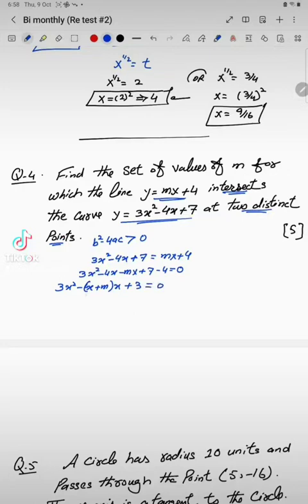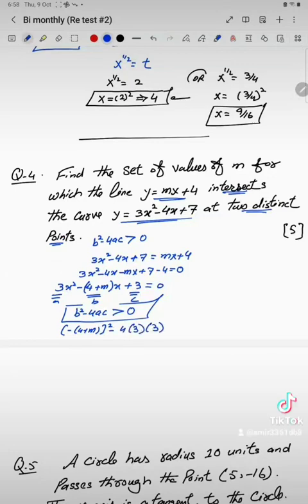Now here this is a, this is b with the minus, and this is c. So apply b^2 - 4ac greater than 0 for two distinct points. We will use this method. b is minus (4 + m), whole squared, minus 4 times a times c. The minus squared becomes plus, so (4 + m)^2 - 36 is greater than 0, since 4 times 3 times 3 is 36.